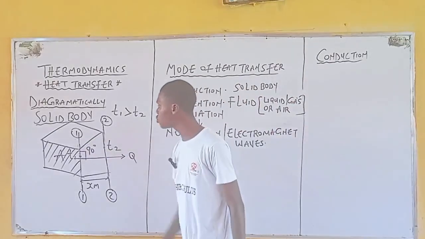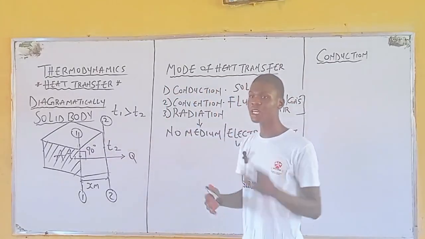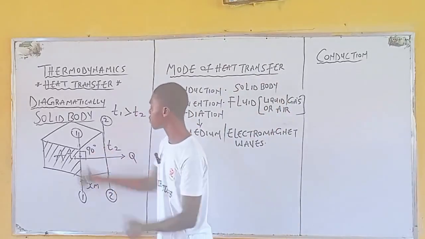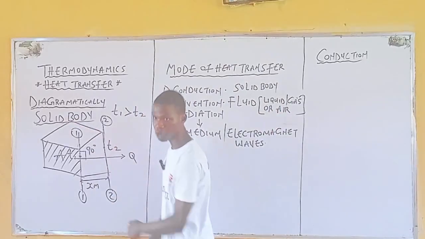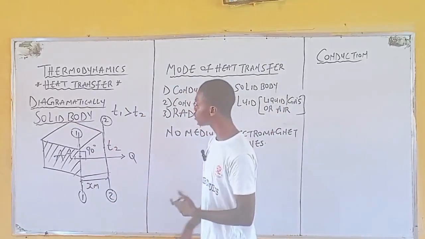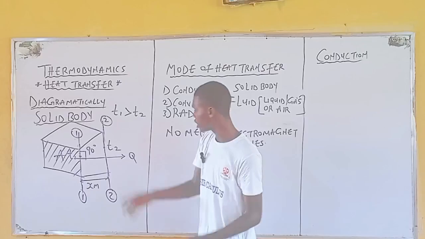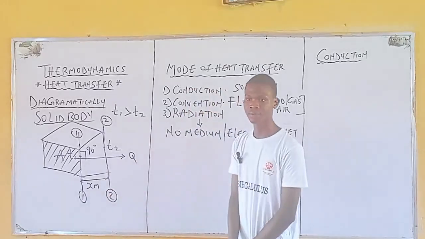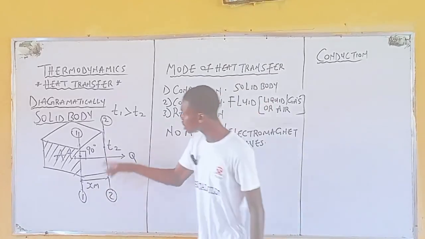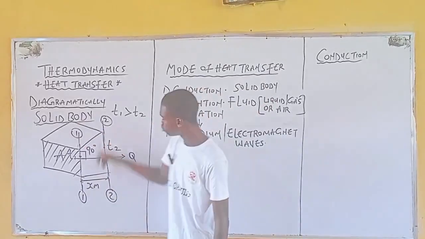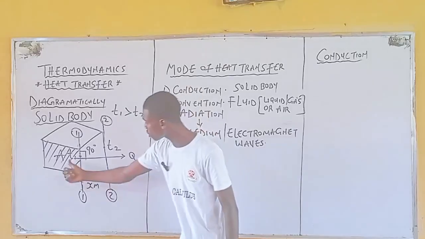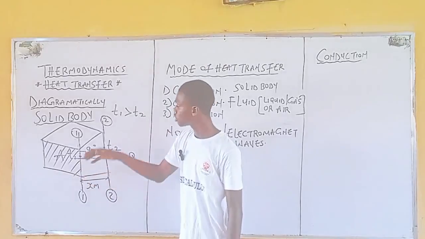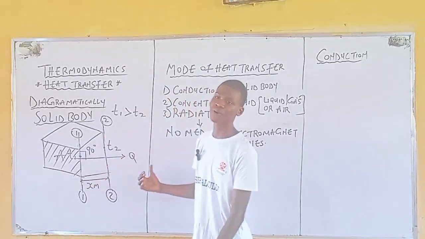Looking at this solid body, the main aim is transferring heat from this first region to this second region, right? You observe that we have several parameters hindering or affecting this heat to be transferred. Are you getting it? We want to transfer this heat, which is key, to the other region.